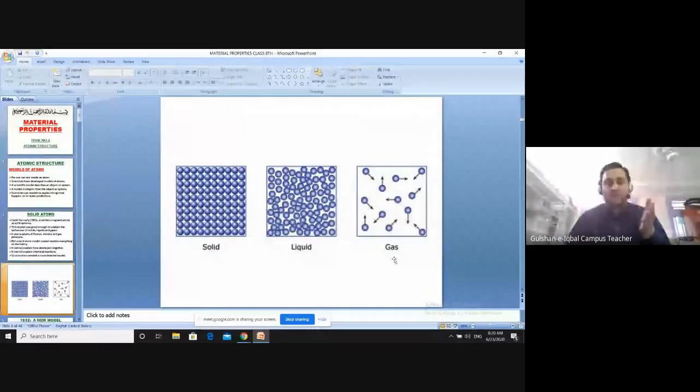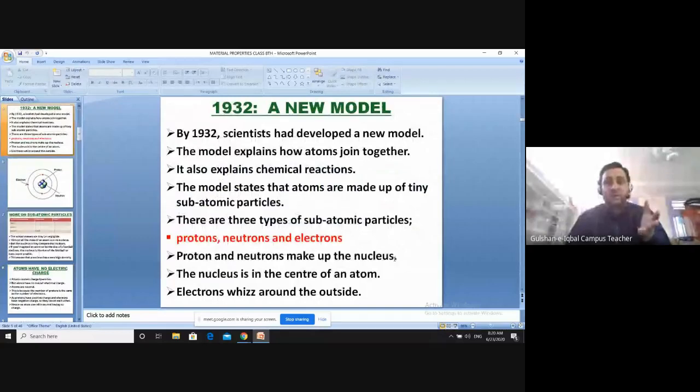This is the last model which we are discussing today. 1932 is basically the last model. Before that, we know that a lot of effort was made by J.J. Thomson, by Nagaoka, by Rutherford, and many more scientists who made a lot of effort to make this model clear. So this was the 1932 model, which is normally known as the modern atomic model.